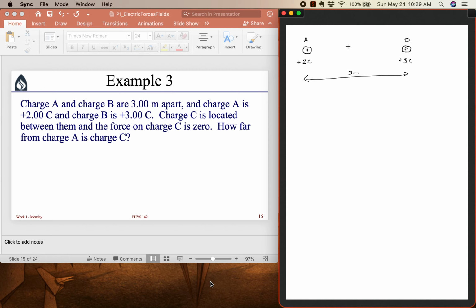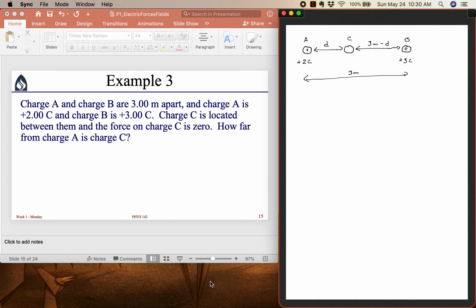Then somewhere in between them, we have charge C. Charge C, we're not told if it's positive or negative, and what we want to find is the distance between charge A and charge C if the net force on C is 0. So I'm going to call this distance between A and C D, because that's the thing I want to find eventually. And if this distance is D and the entire distance between A and B is 3 meters, then this distance here between C and B would be equal to 3 meters minus D.